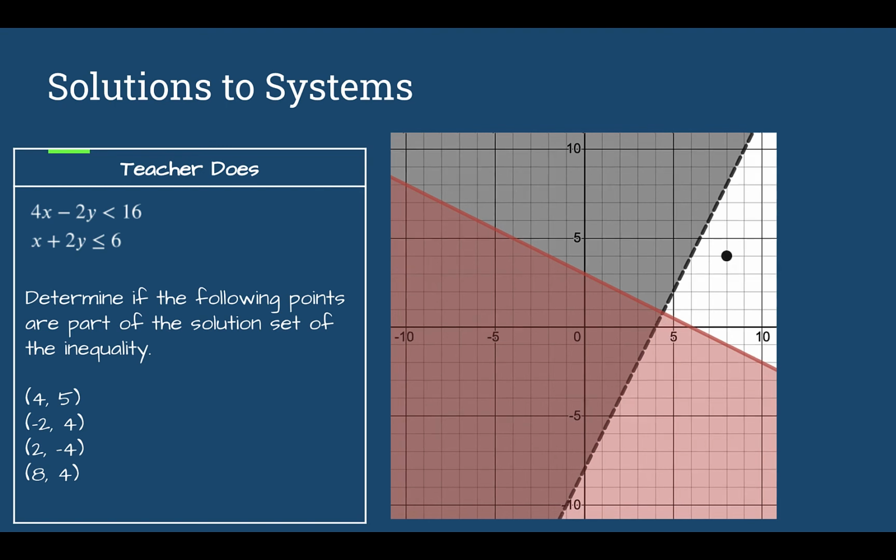And finally, if we check the last point, 8, 4, it is not in either shaded region. It is not a solution. So the only one that, when we graphed it, was in the double shaded region or on that solid border line was -2, 4.